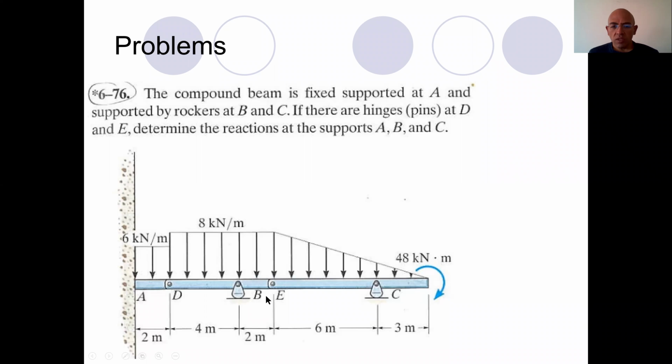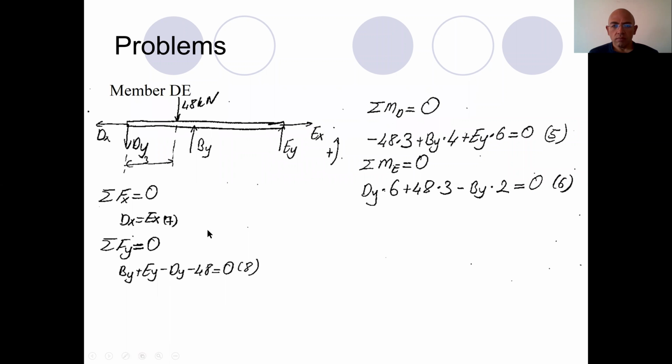If we look at the beam DE, the total length is 6. So the resultant force is 6 multiplied by 8, which makes 48 kilonewtons.